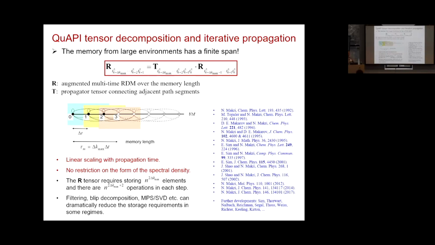Once you can do this one time, you can do it any number of times. So you propagate iteratively in time. And since this is iterative in time, we turn the exponential scaling with the number of time steps into linear scaling.